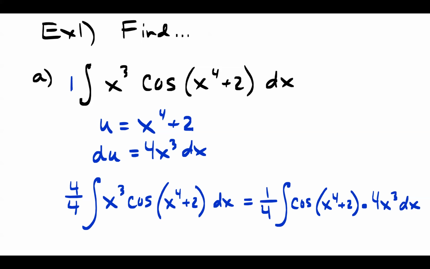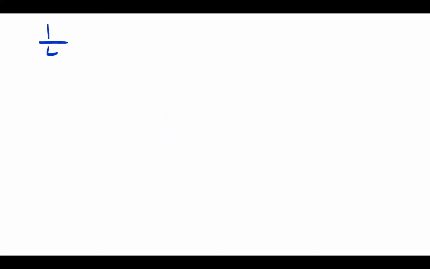Now I think we're ready. Yep, x to the 4. Can you guys substitute the u as well as the du now? And what does that look like? It's going to be cosine of u du. Are we good? Is that something that we can do now?